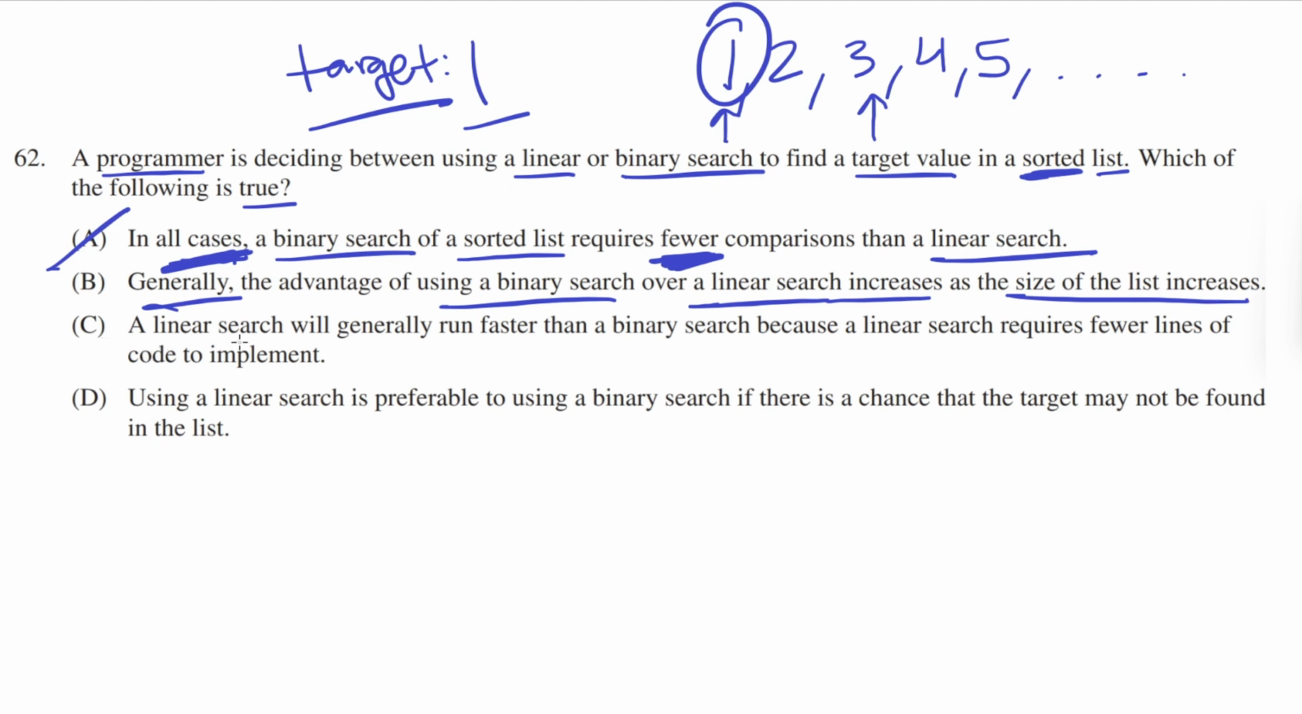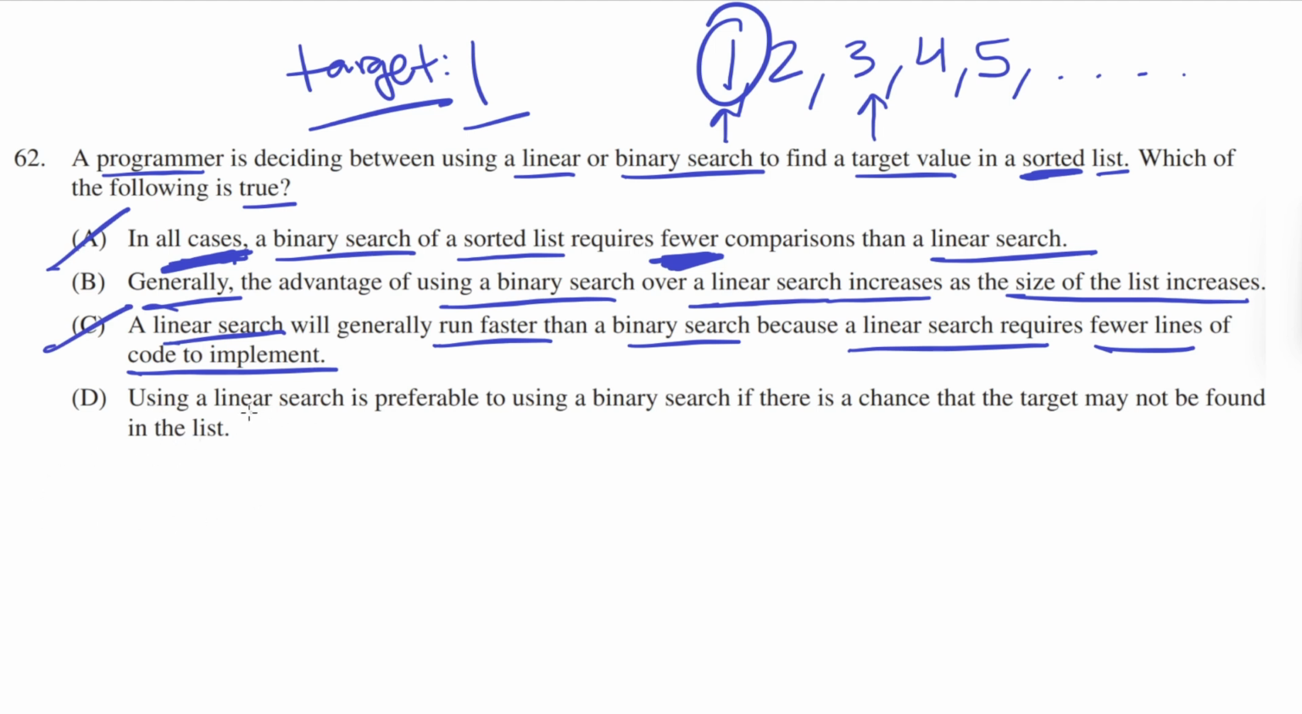C says a linear search will generally run faster than a binary search because a linear search requires fewer lines of code to implement. Just because linear search requires fewer lines of code to implement doesn't mean that the linear search is faster. A piece of code with fewer lines does not necessitate that that code runs faster. The length of code does not have anything to do with the speed at which it runs.